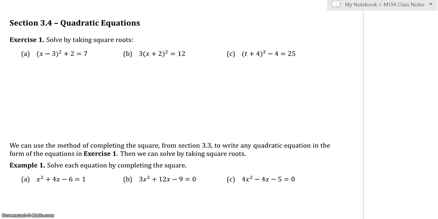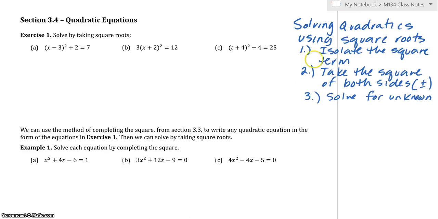Exercise 1 is a review of the square root property that we've seen before. And it says solve by taking square roots. So pause, see if you can do exercise 1 on your own, and then once you have completed it, continue the video to see the solution.